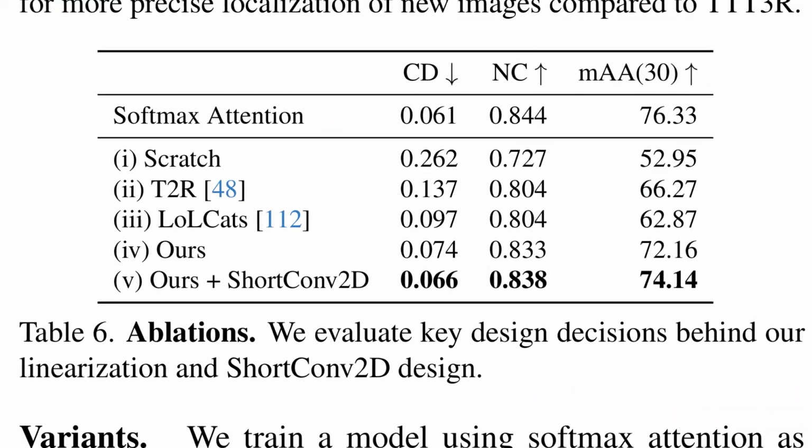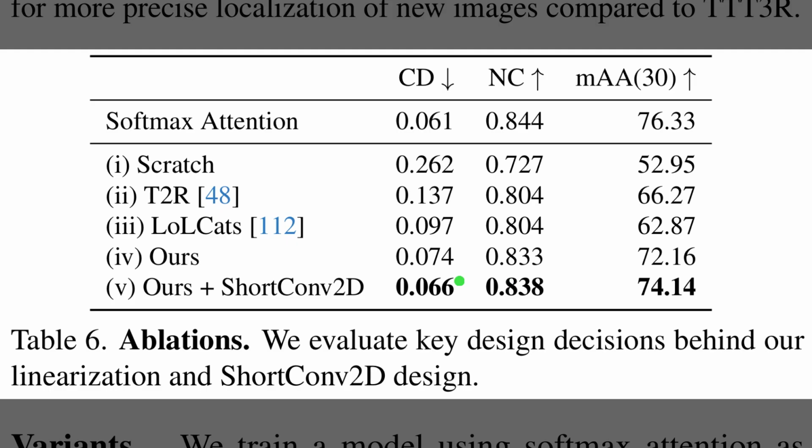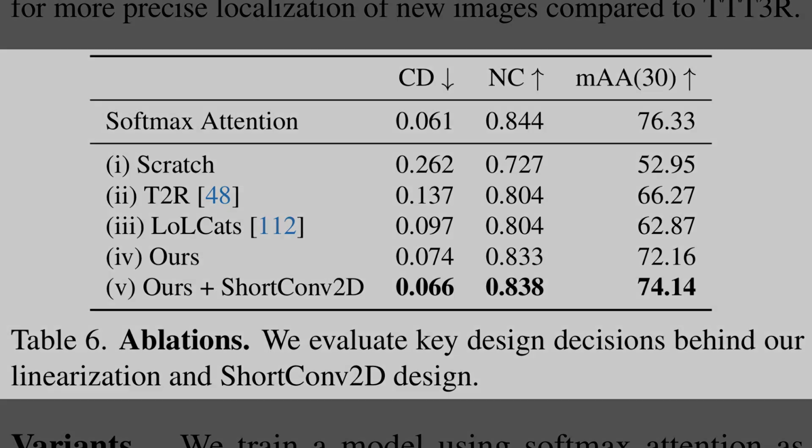Okay, having established the speed and quality, Table 6 investigates the specific design choices through an ablation study. The first row, softmax attention, represents the expensive quadratic upper bound the authors want to match. Looking at Item 1, labeled Scratch, we see that simply training a linear model from zero fails, yielding poor accuracy. However, skipping to the bottom row, the full method with shortconv 2D succeeds. It drops the error to 0.066, nearly closing the gap to the heavy baseline.